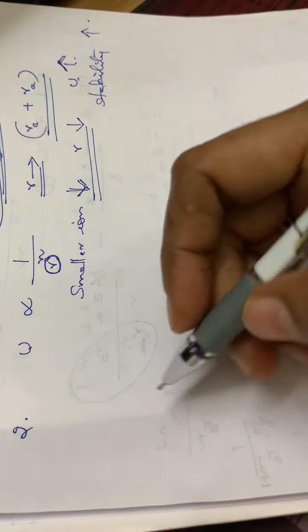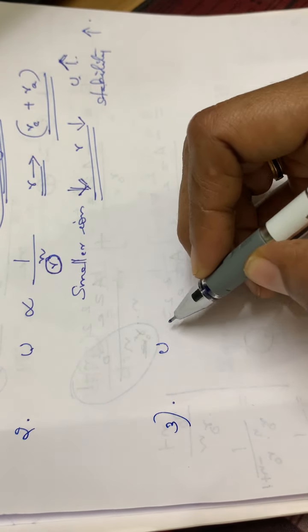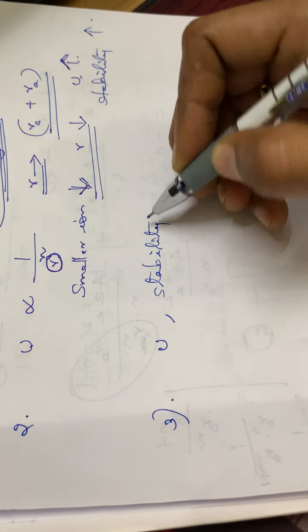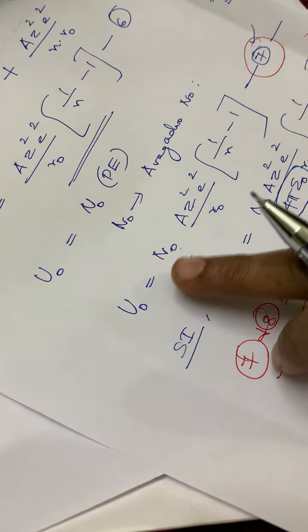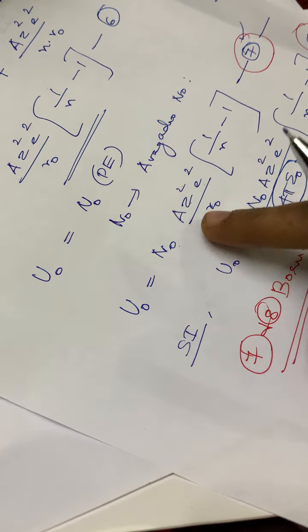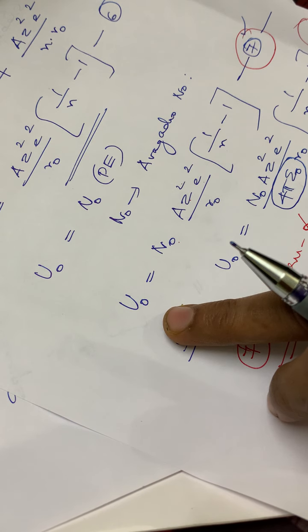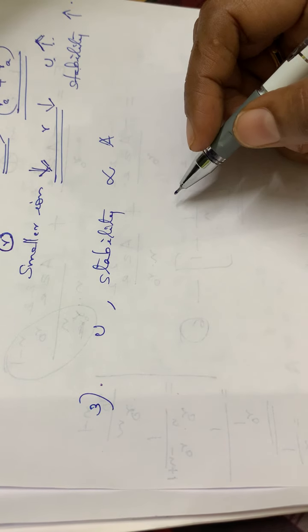Then one more point. The third point is the lattice energy and the Madelung constant and the stability. The lattice energy and the stability are directly proportional to the Madelung constant. See here in the equation, U0 is the lattice energy and A is the Madelung constant. It is directly related, isn't it? As the lattice energy is high, the stability will also be high. That means lattice energy is directly proportional to the Madelung constant.